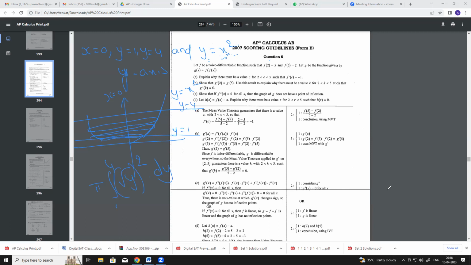So using the disc method, we have two formulas: pi into integral of a to b f of x whole square into dx, or pi into integral of a to b f of y whole square into dy. Either of them we can do.